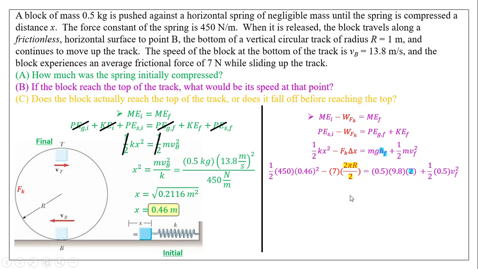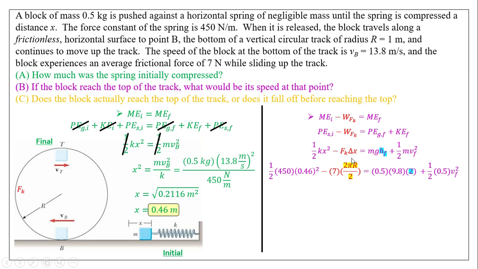All right, other than that, I'm just going to plug in values without units here because I'm running out of space. 1/2 gets carried down. Spring constant is 450, that's given in the statement. x is 0.46, which I calculated in part A. Don't forget to square that. Here, the average kinetic frictional force is given in the problem as 7 newtons. So here's the 7.